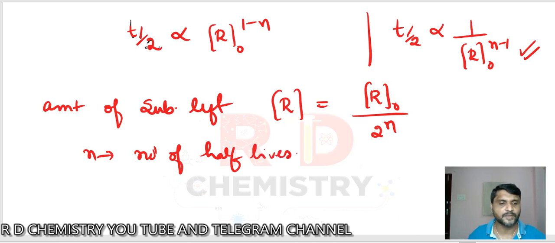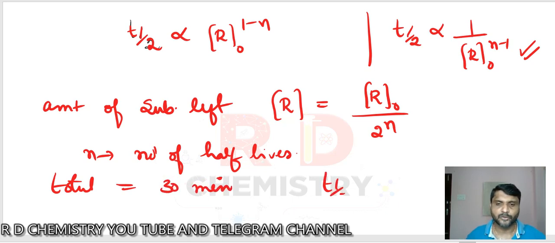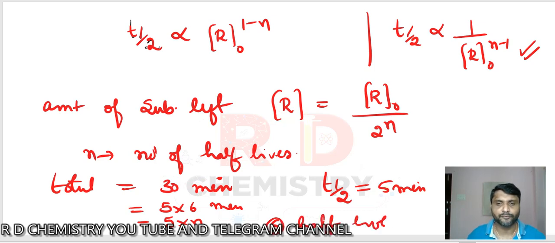Now what is n equal to? For example, the total time is equal to 30 minutes, and the reaction has a half-life of, say, 5 minutes. So in these 30 minutes, how many half-lives are there? 5 into n is equal to 30, so 5 into 6 is 30. That means there are 6 half-lives. Therefore, in this equation, you substitute 2 to the power 6.